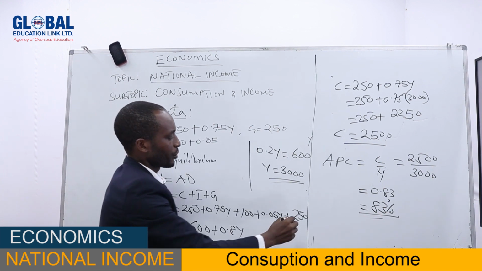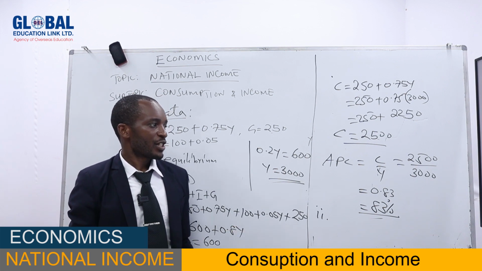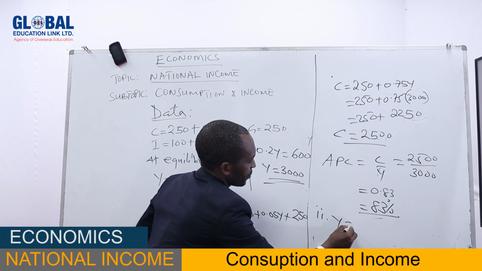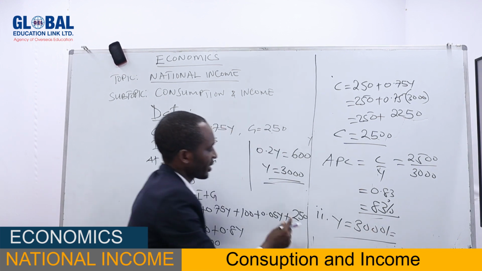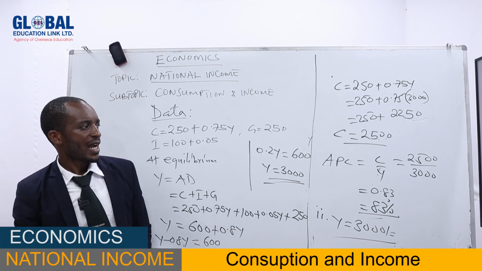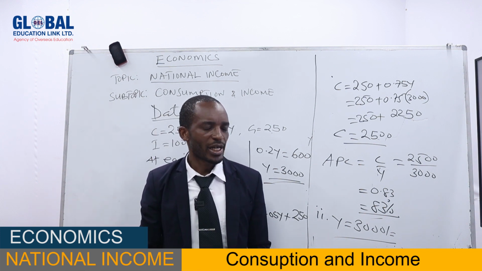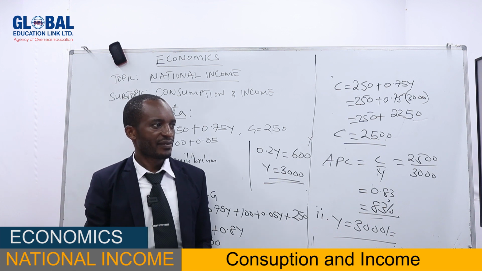So Roman 2, calculate the level of national income. So the level of national income will be equal to Y, which is 3,000 as obtained above. Then Roman 3, we are asked to calculate the change in national income when investment changes to 350.